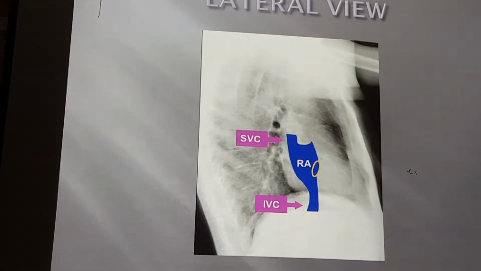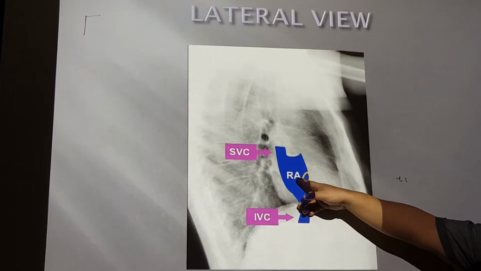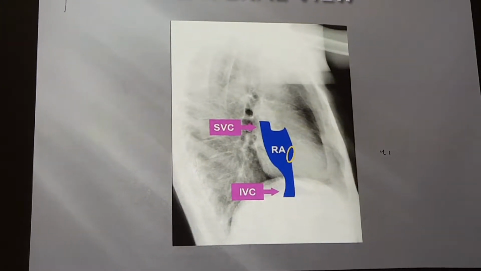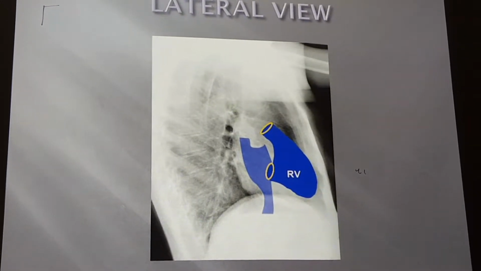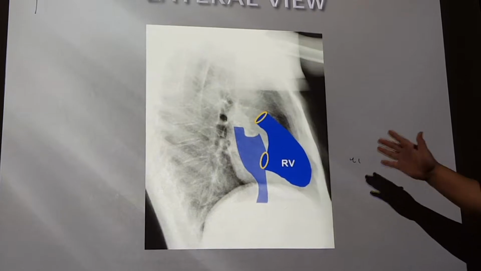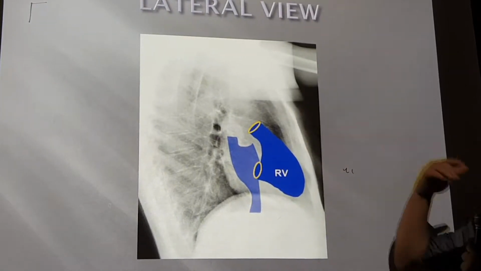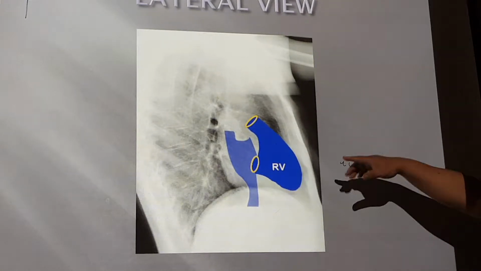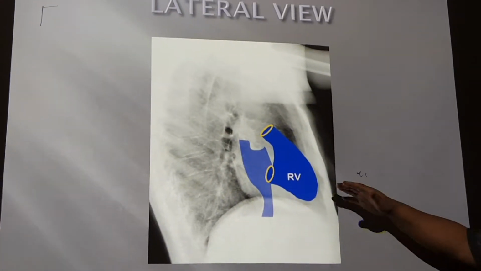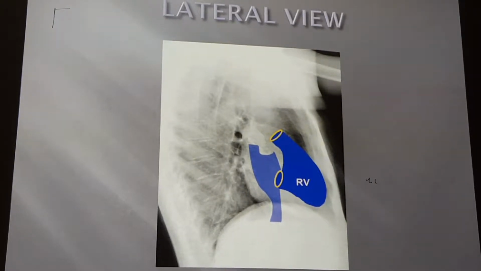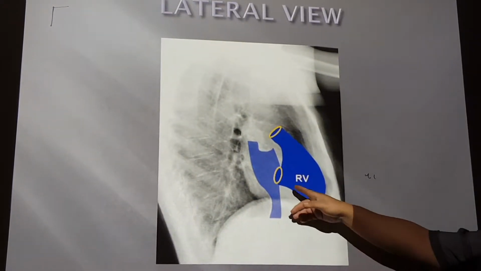So next slide. On a lateral view, that's the location of your superior vena cava and inferior vena cava. That's the right atrium. That's your tricuspid valve. Next slide. Your right ventricle is anteriorly located in the chest radiograph, so you can evaluate the right ventricle in the lateral view. Normally, if you divide the retrosternal space into 3 parts, the right ventricle occupies only the lower third of your retrosternal space. If it occupies more than a third, that's a sign of enlargement of your right ventricle. So that's your tricuspid valve.